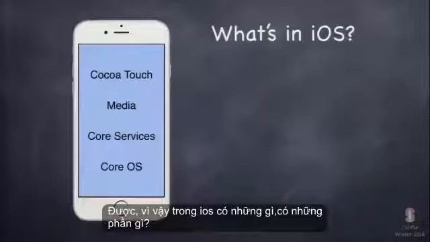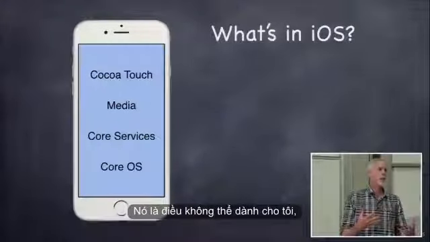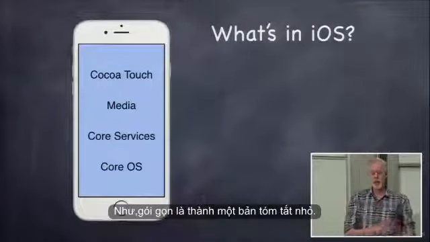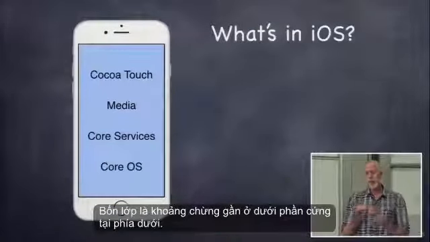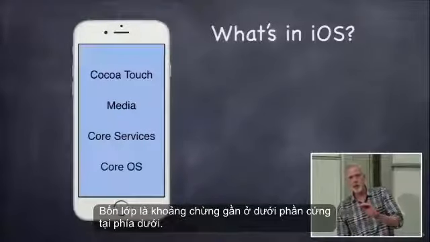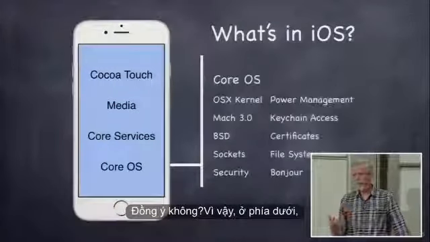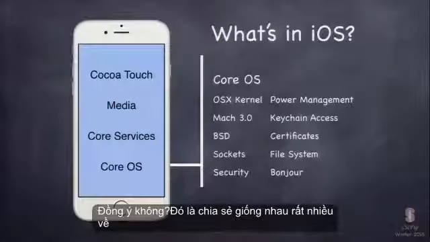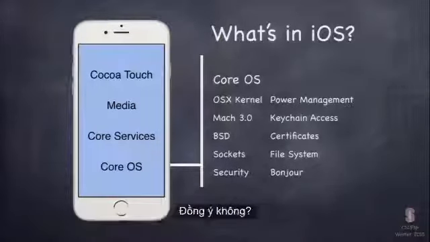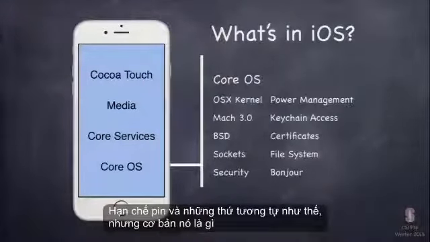Okay, so what's in iOS? What are the parts of it? You know, it's such a big system. It's got so much in it. It's impossible for me to encapsulate it in a small little summary. But I do have this slide right here that divides it into these 4 layers. These 4 layers are approximately down near the hardware at the bottom, up near the user at the top. Okay, so at the bottom, a lot of people don't realize that iOS is basically a Unix-based operating system. Okay, it's very similar, shares a lot of the core of Mac OS X. Now it's certainly optimized for mobile devices, which have battery restrictions and things like that. But that is basically what it is.